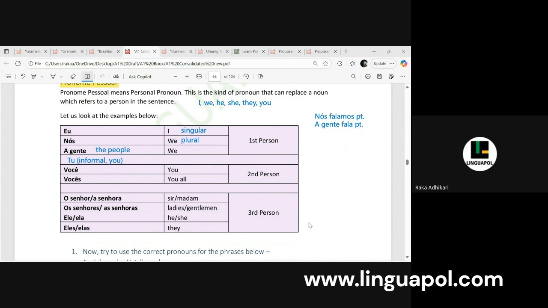Now the question arises, what about a mixed group? Like if I want to refer to this class, we have both men and women in this class. So how do you refer to that class? Masculine. Eles. Why so? We have both feminine and masculine in this.